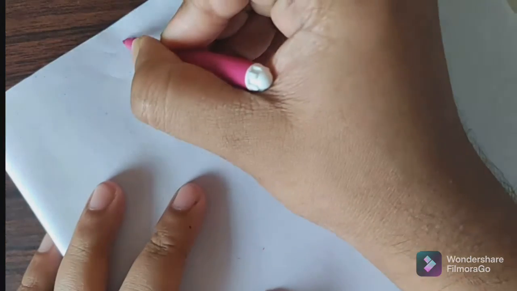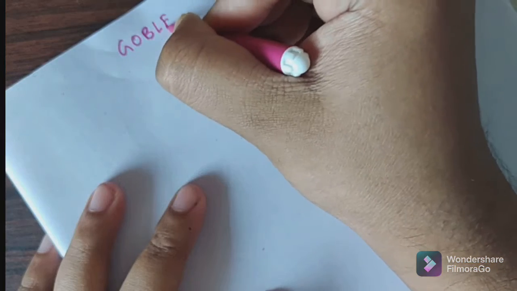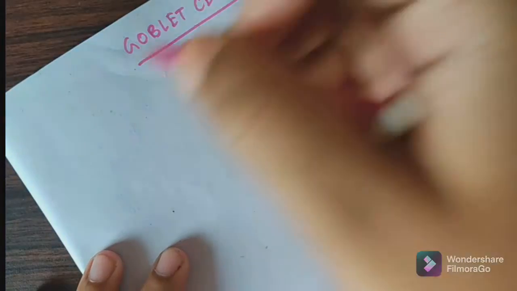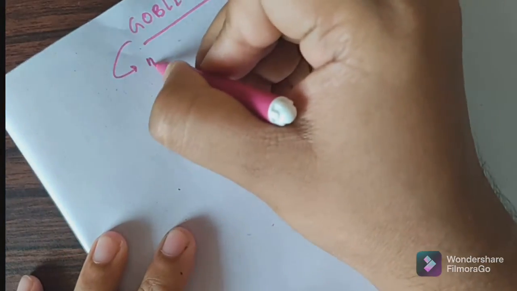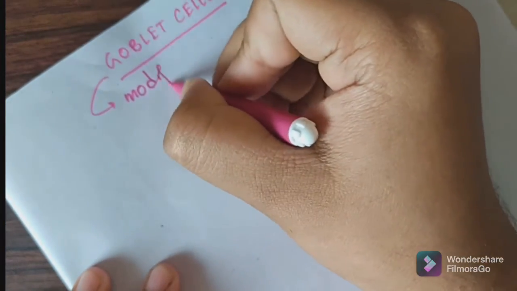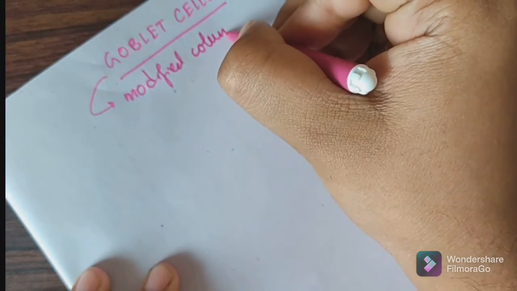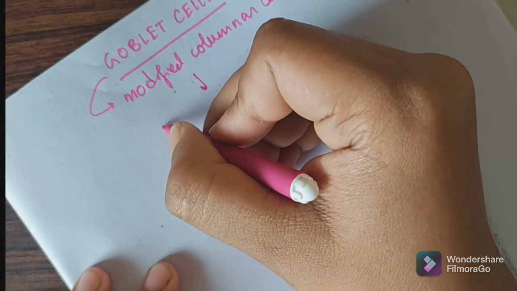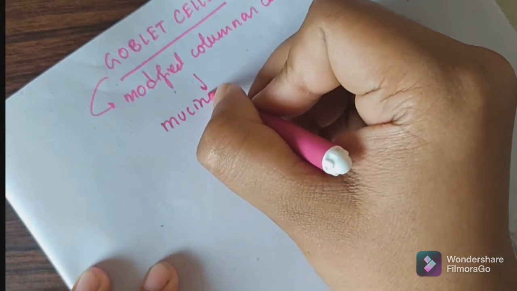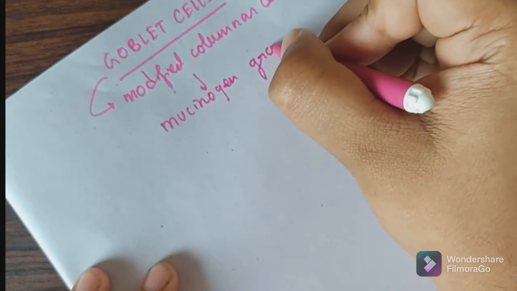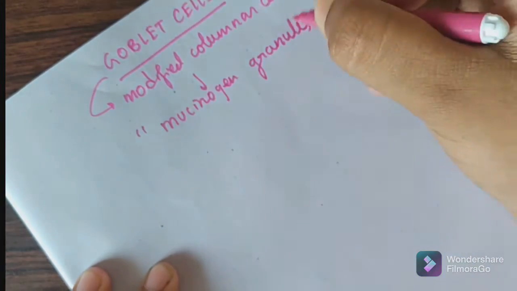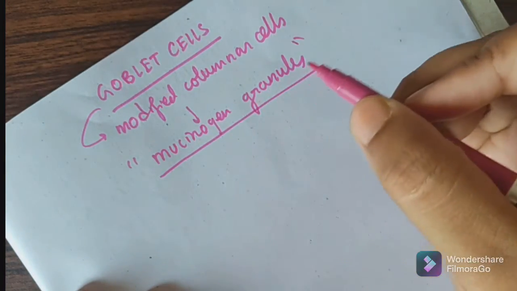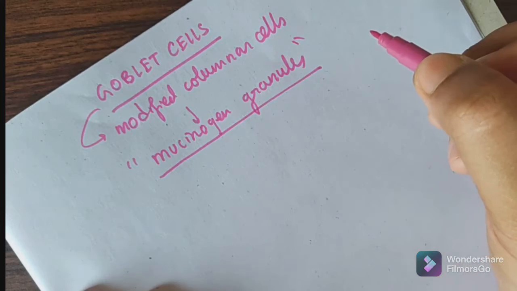Now let's discuss the goblet cells, which are considered a special type of columnar cell. They are modified columnar cells. They contain one important set of granules called the mucinogen granules, which are found between the nucleus and the free surface of the cell.